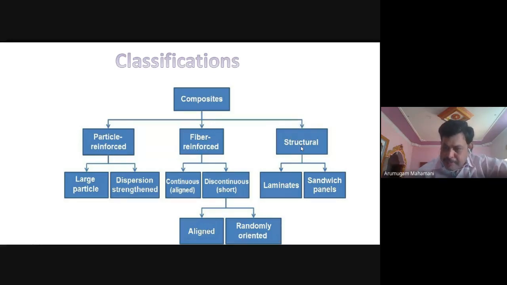Again, structural composite is called laminate. I gave the example of a sword made by repeated folding of steel material. This is called laminate. Sandwich panels also, all these composites come under structural.